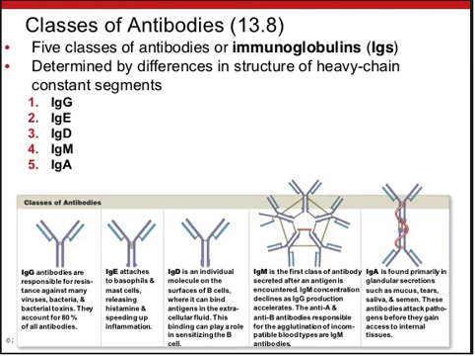IgA is found primarily in glandular secretions like mucus and tears and saliva and semen. These antibodies attack pathogens before they gain access to internal tissues.